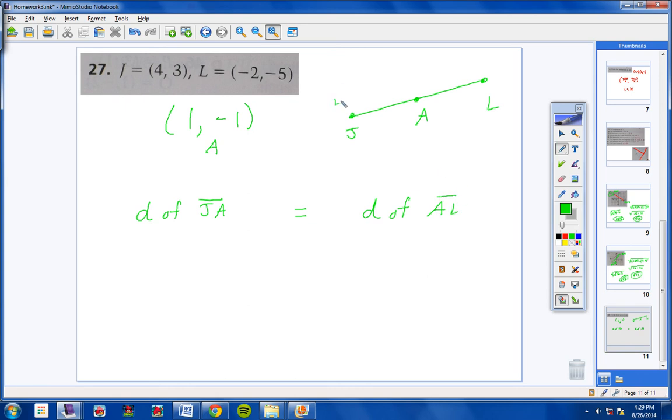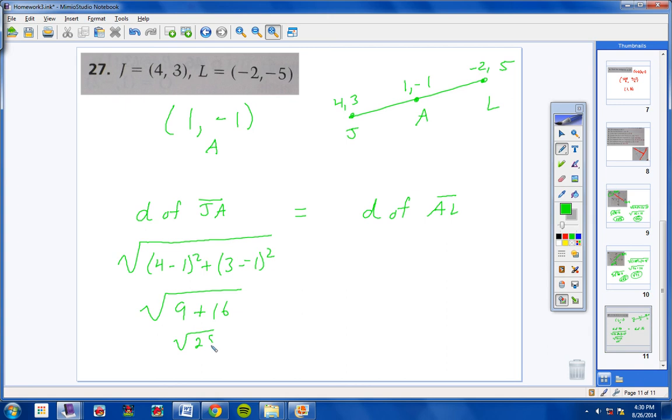So let's very quickly do that. J is 4 comma 3, A is 1, negative 1, and L is negative 2, negative 5. So let's find the distance of JA very quickly. So x minus x, 4 minus 1 quantity squared, plus y minus y, 3 minus negative 1 quantity squared. And I would get 4 minus 1 is 3, 3 squared is 9, 3 plus a negative 1 is 4, 4 squared is 16, 9 plus 16 is the square root of 25, and the square root of 25 is 5. So hopefully we're going to get 5 also for the distance of AL. Okay, so let's see what happens.